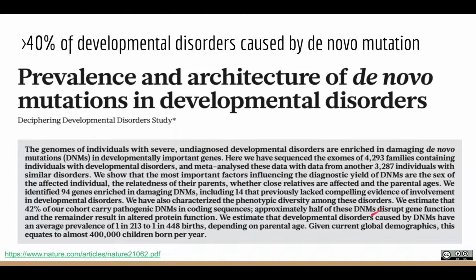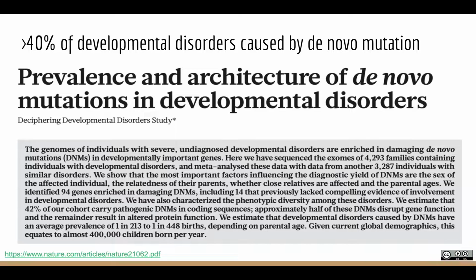They carry pathogenic DNMs, which stands for de novo mutation. So it's a mutation that occurred de novo in either dad's sperm or mom's egg, encoding sequences. And approximately half of those de novo mutations disrupt gene function. So the take-home message, I mean, this is a really beautiful study.